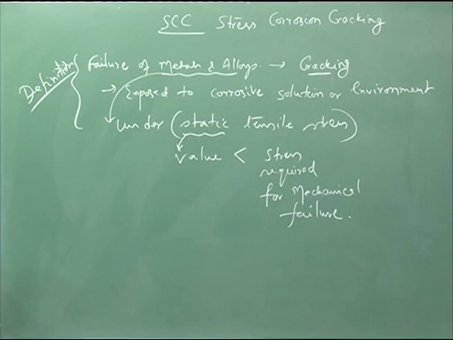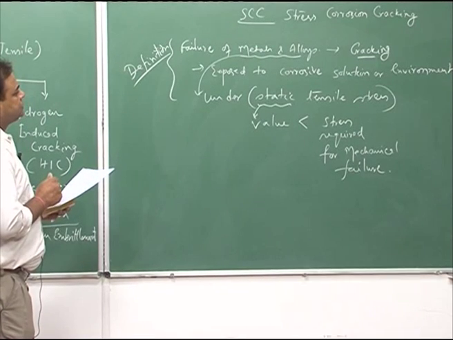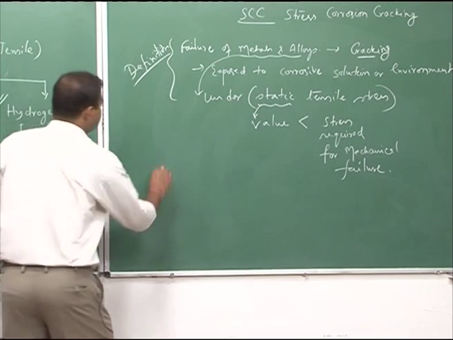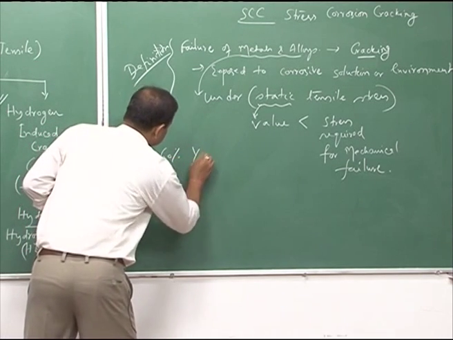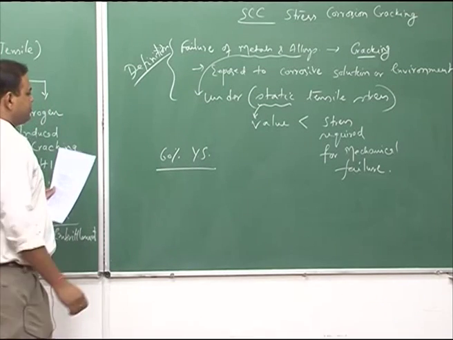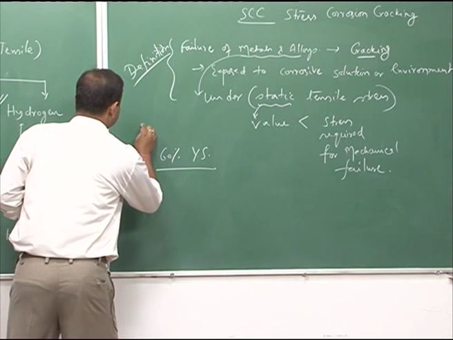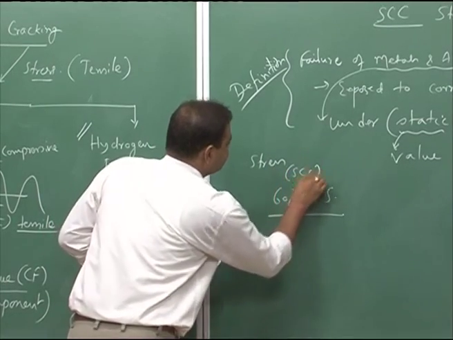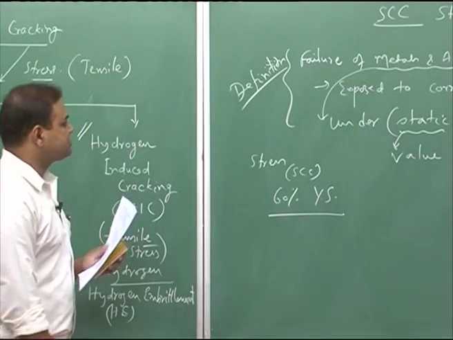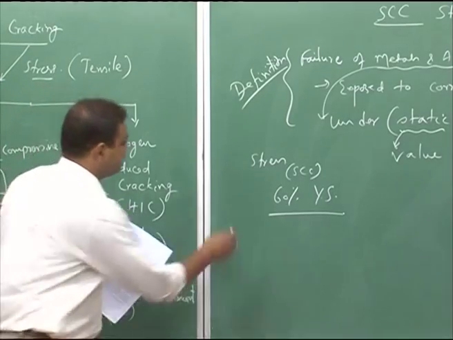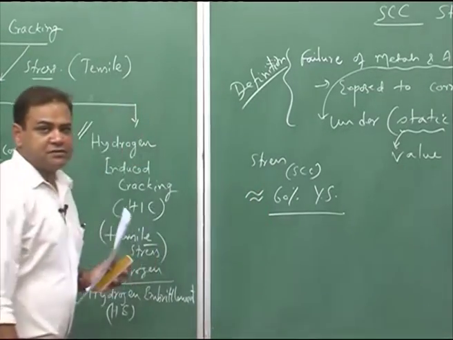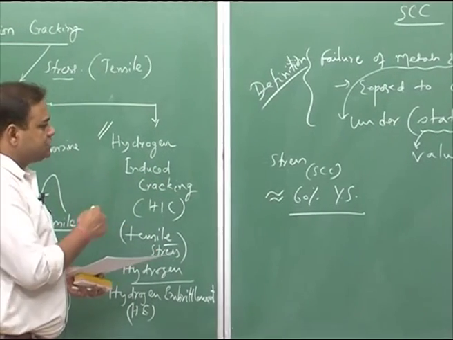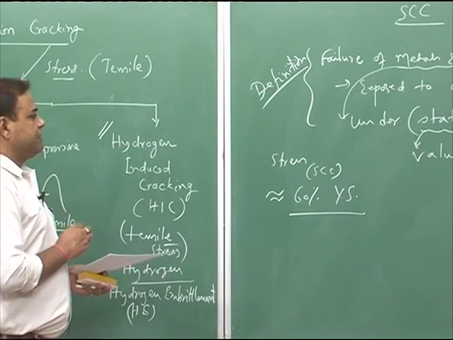So, let us say if the yield stress is the design stress, then the stress value where stress corrosion can happen could be 60% of yield stress. So, this is, let us say, the stress bracket for SCC, that means the stress at which stress corrosion happens in a particular alloy, that is around 60% of yield stress. So, that means the failure is happening below the stress required for mechanical failure.